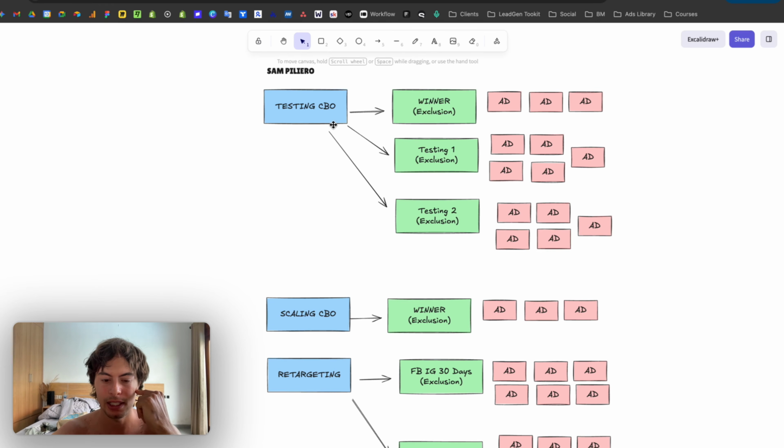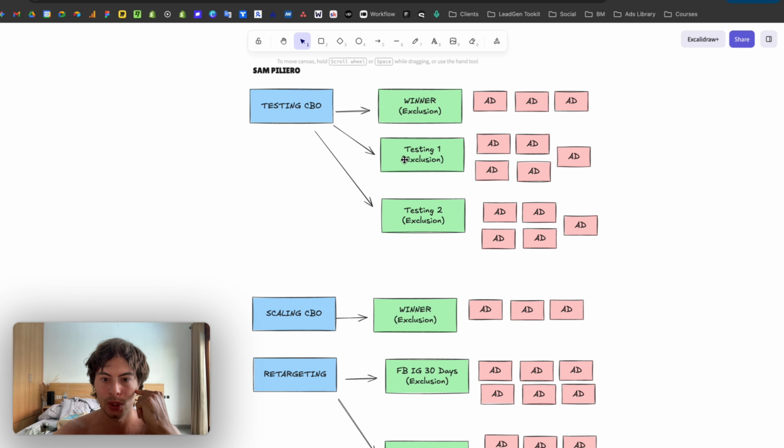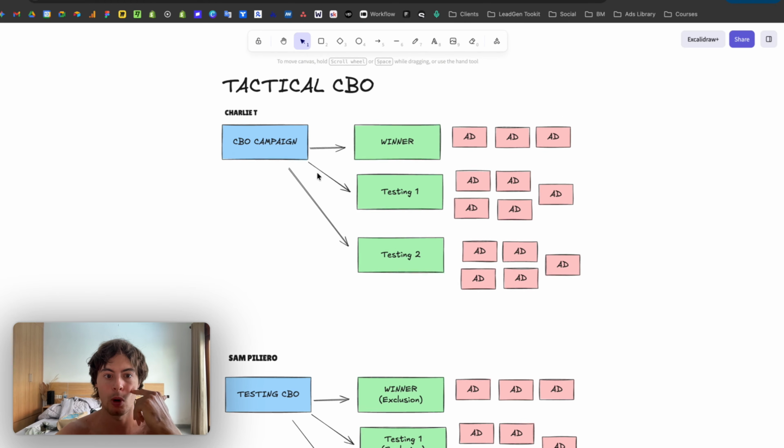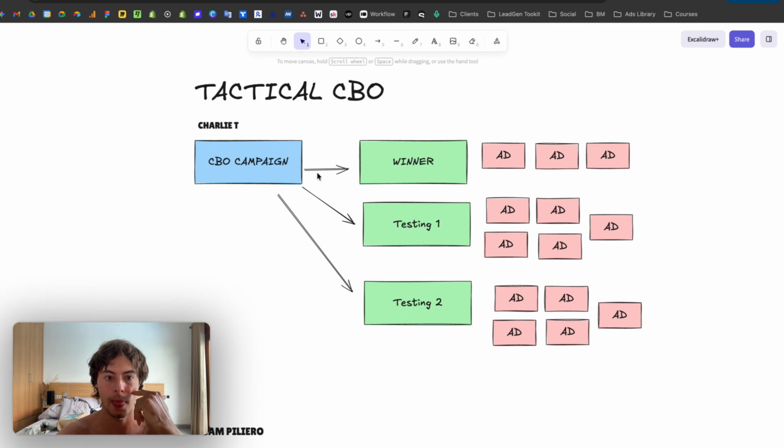But having a testing CBO and then a retargeting campaign where I'm doing exclusion, for me specifically, didn't work that well. I'm not saying it does not work, because for him it clearly does. He has a lot of accounts using this structure, and for him it's working very, very well. So my suggestion for you is to just try it out and see if it works, right? But what I really like, in my opinion, is the Charlie strategy, right?